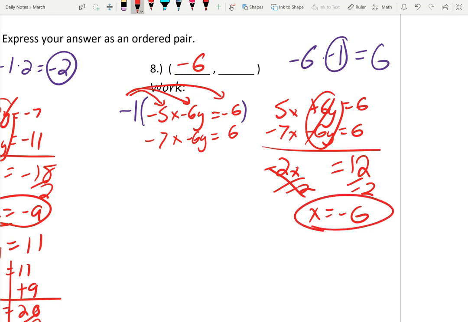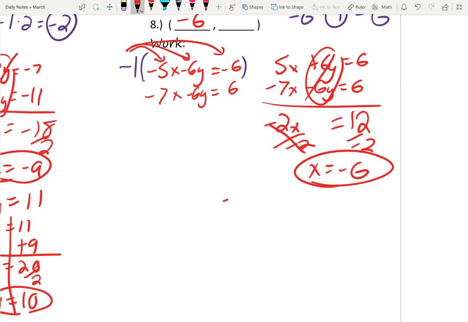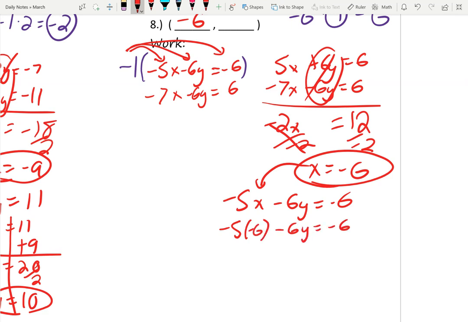Like I said, we can take this information and plug it back in and solve for y. So I'll take the first equation, negative 5x minus 6y equals negative 6. But I'm going to plug that into x. Plug negative 6 into x. So we'll have negative 5 times negative 6 minus 6y equals negative 6. So when I multiply these together, negative 5 times negative 6 becomes a positive 30.